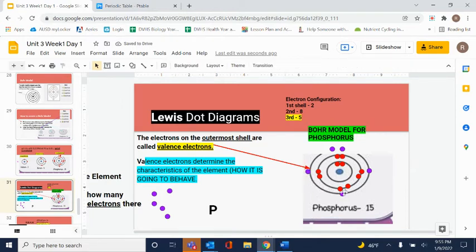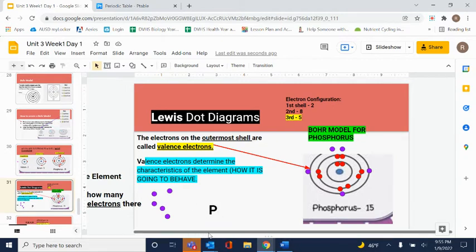So I only highlighted in purple the ones on the outermost rim. Those are my valence electrons for phosphorus. That might not be the case for any other electron, but we have 5 on the outside for phosphorus. Notice in the first shell I had 2, in the second shell there was 8, and in the third shell, 1, 2, 3, 4, 5. There's 5 valence electrons for phosphorus.